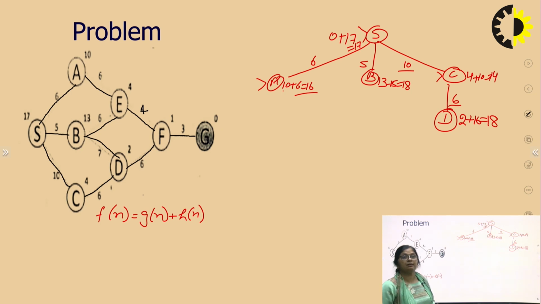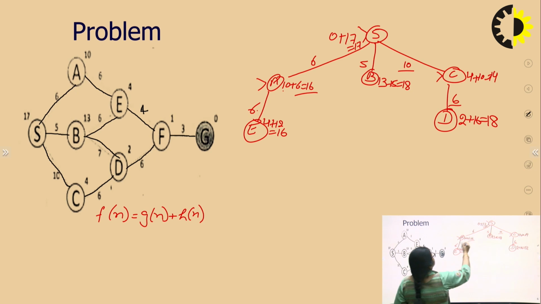Next selection is A. Now, we will check, is it goal? No, it is not goal. So we will expand it. What are neighbors of A? That is E. Now, what is the cost paid to go from A to E? That is 6. What is the heuristic value of E? That is 4. So, what is the evaluation function value? Yes, 6 plus 6, 12 plus 4, 16. So, what is minimum among these? Again, 16. So, E will be expanded.